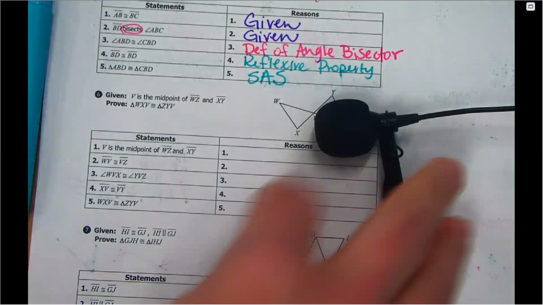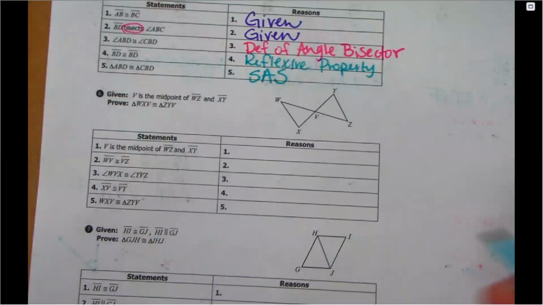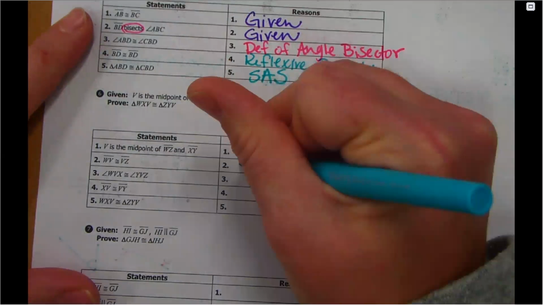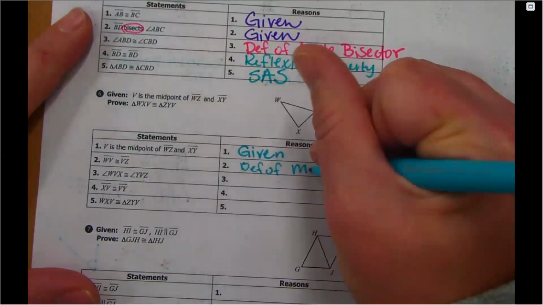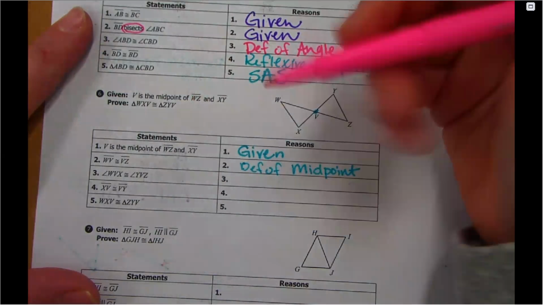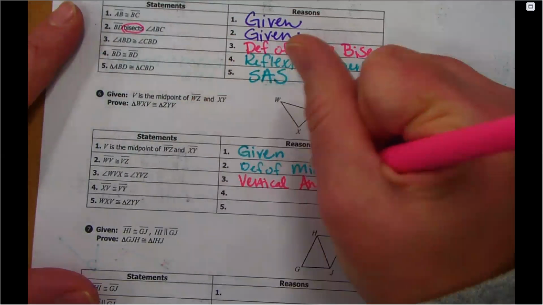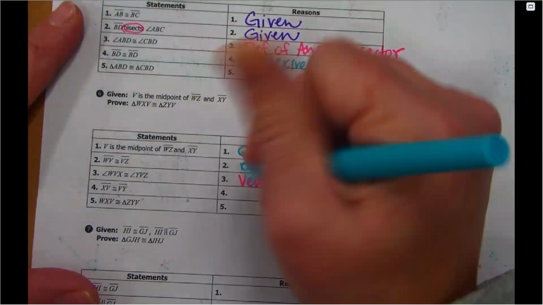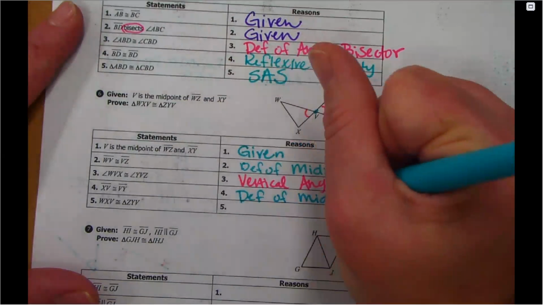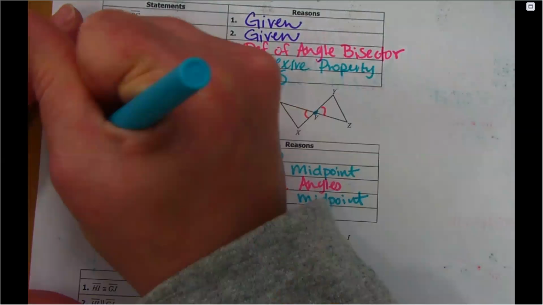Okay, I hate to rush you, but we need to wrap this up. So let's answer. What's number 1? Given. Number 2. Since that's the midpoint, this is going to be definition of midpoint. What's number 3? Those are vertical angles. Very good. We're talking about the 2 that touch on the nose. Those are vertical angles. What's number 4? Again, definition of midpoint. And SAS. Again, you've got side, angle, side.